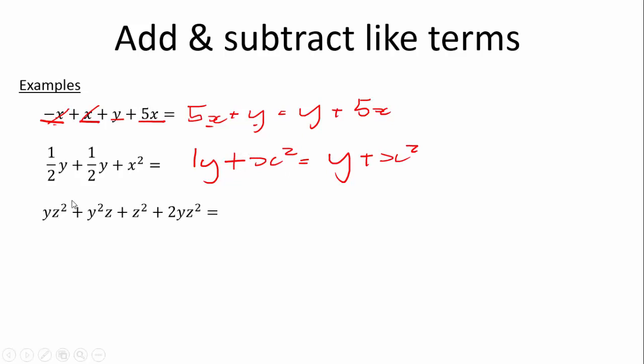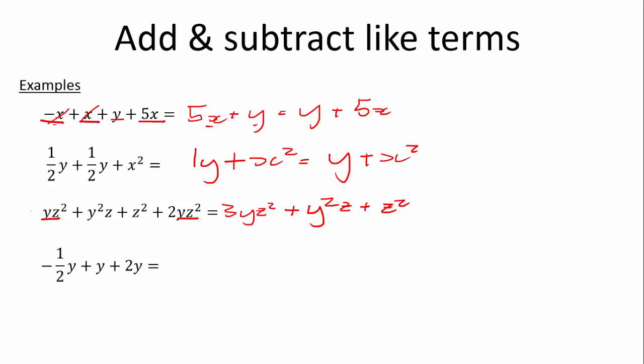Okay, what about yz squared plus y squared z plus z squared plus 2yz squared? Okay, we've got to look at the variables to identify the terms. yz squared, those are the same. 1 plus 2 is 3yz squared. Okay, what about y squared z? This is by itself here. So there's no other term there, so it's y squared z plus z squared.